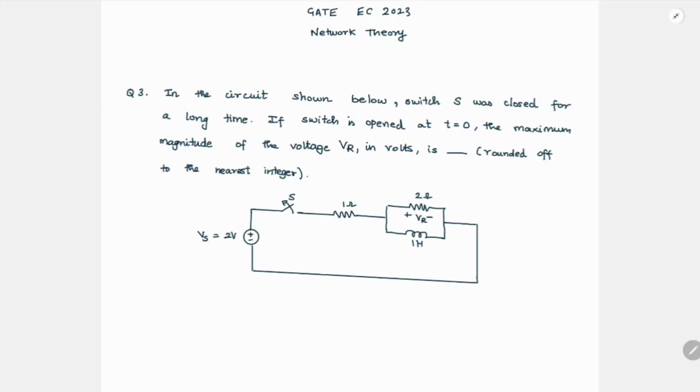Hello guys. So today let us look at another question from network theory from GATE EC 2023. In the circuit shown below, switch S was closed for a long time. If the switch is opened at t equal to 0, the maximum magnitude of voltage VR in volts is dash, rounded off to the nearest integer.